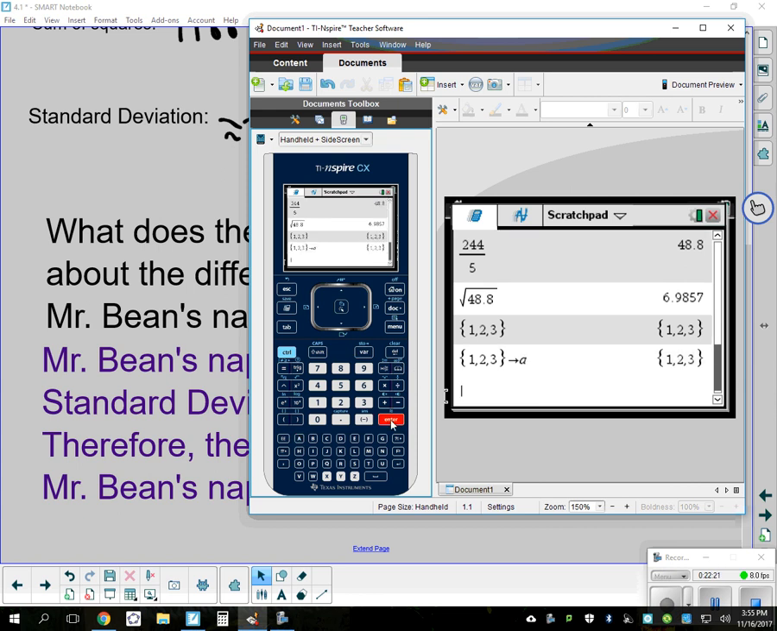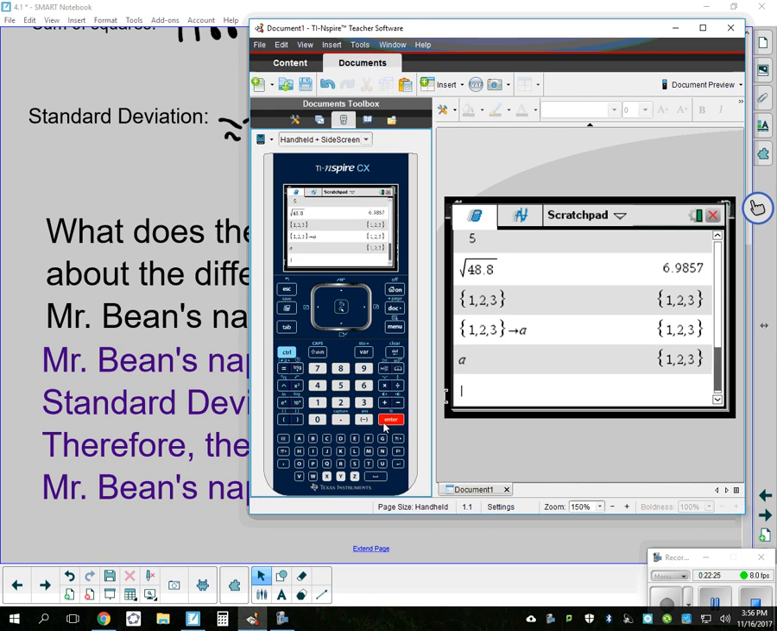Now hit enter, and if you just type in an A now and hit enter, it's going to say, hey, I know what A means. A means the list 1, 2, and 3. Okay, so are we clear on that?